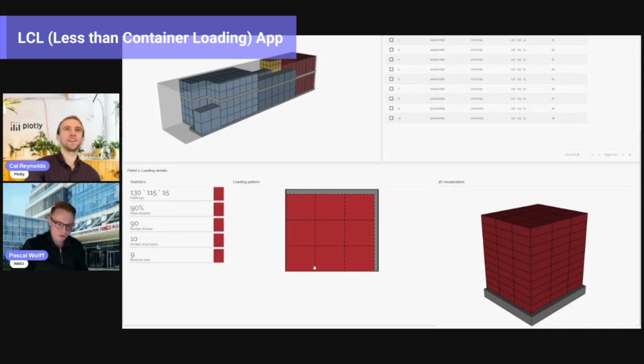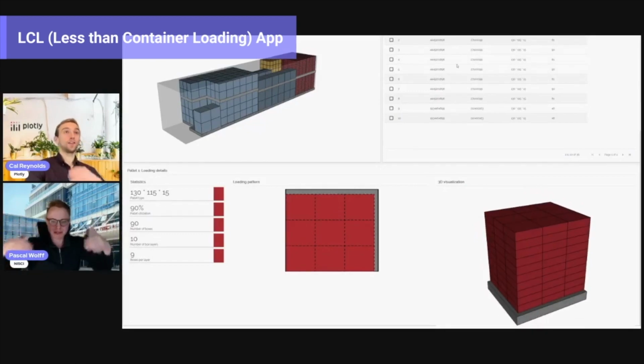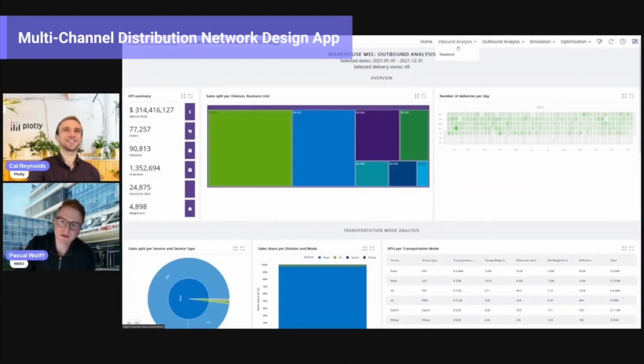there, and also a 2D representation from the top to see the loading pattern, as well as here again a 3D visual. And they can go then basically one by one through the different pallets and simply get the job done. And this is what we prepared here with some inbound views that you can have a look at. How do we bring in the stuff into the country?